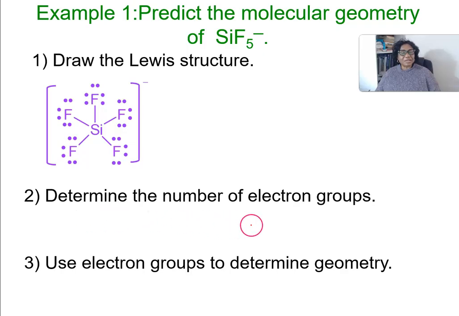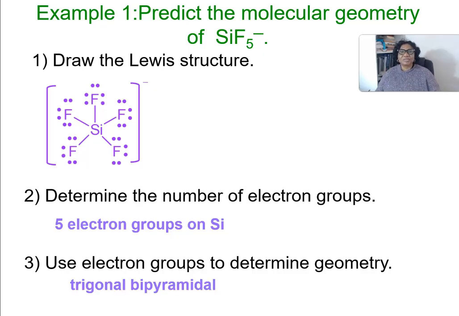Then determine the number of electron groups around the central atom. We can count it: 1, 2, 3, 4, 5. It has 5 electron groups around the central atom silicon. So use the electron groups to determine the geometry. We know that when we have 5 electron groups around the central atom, the geometry is trigonal bipyramidal. So that is the molecular geometry for SiF5-.